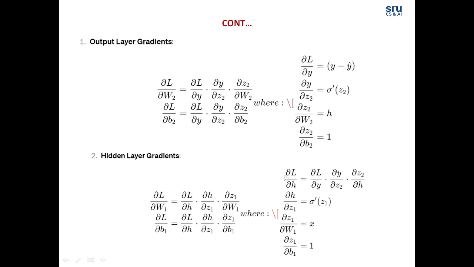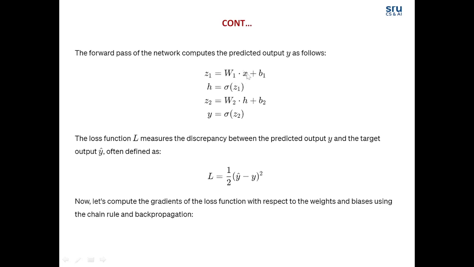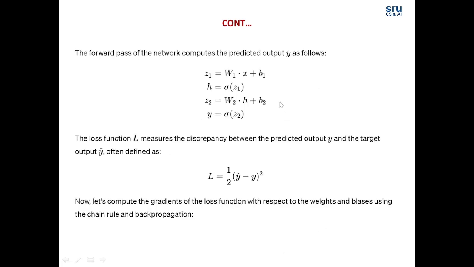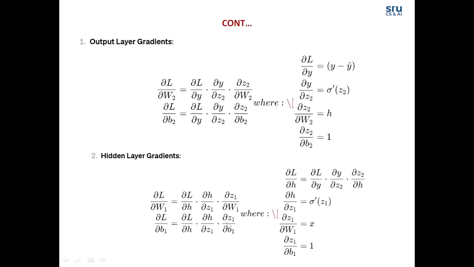Here the partial derivative of loss with respect to h is the partial derivative of loss with respect to y, into the partial derivative of y with respect to z2, into the partial derivative of z2 with respect to h. Now the partial derivative of h with respect to z1 gives sigma dash z1, and the partial derivative of z1 with respect to W1 gives x, and the partial derivative of z1 with respect to b1 gives 1. So we will put all these values here. This is called the hidden layer gradient.